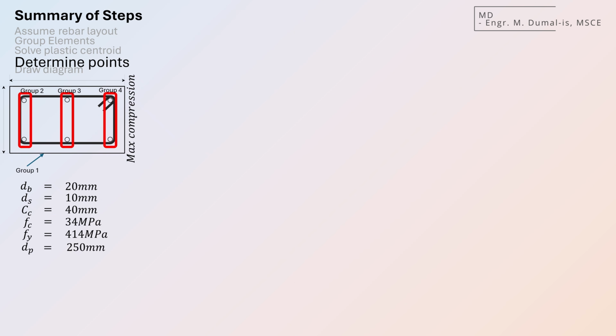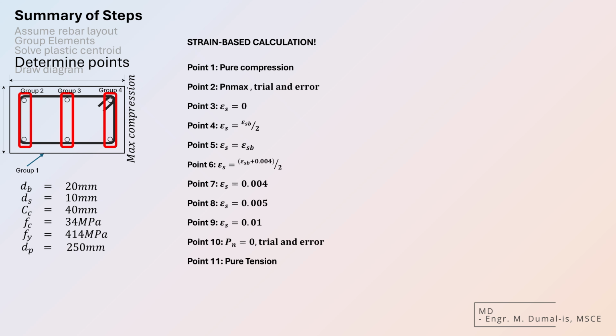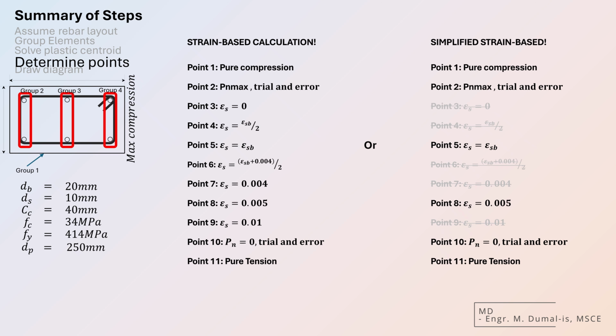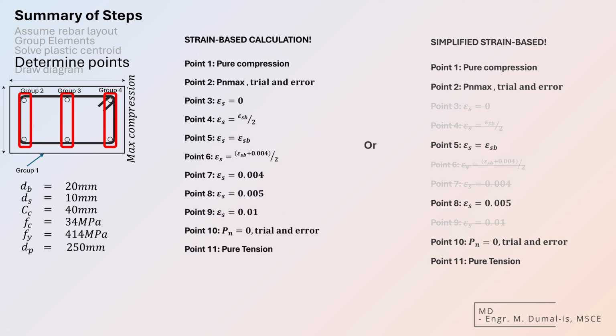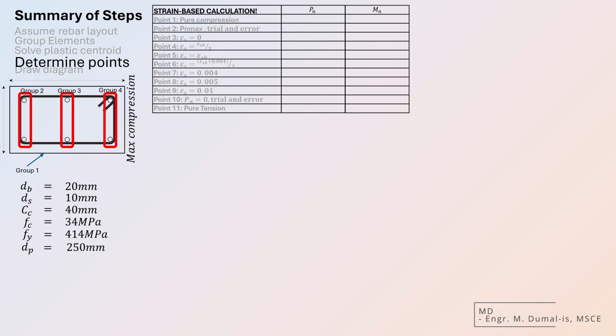With that established, we're now ready to create the interaction diagram. In our previous lecture, we said that there are 11 key points in a full interaction curve. However, for simplicity, you can reduce it to 6 points in some cases. For this example, though, we'll solve all 11. We begin by preparing a table with all 11 points. We'll also add two important columns, one for Pn, that's the axial capacity, and one for Mn, the moment capacity.